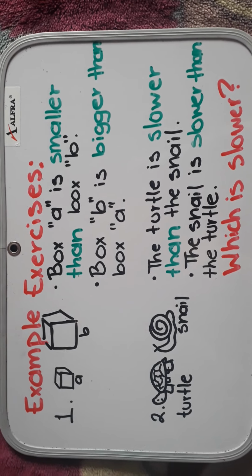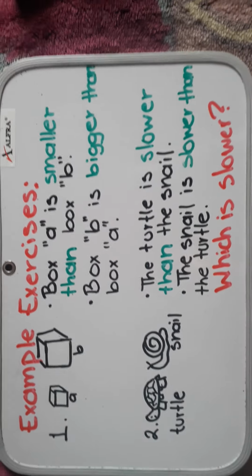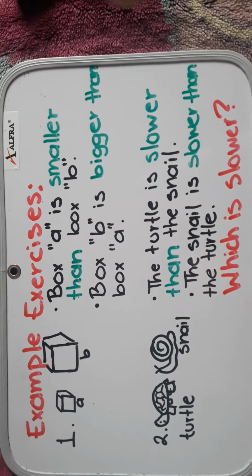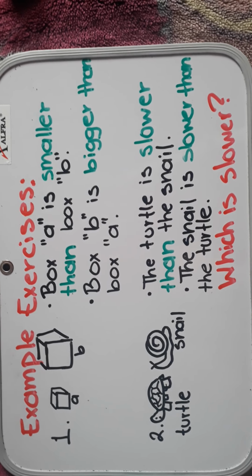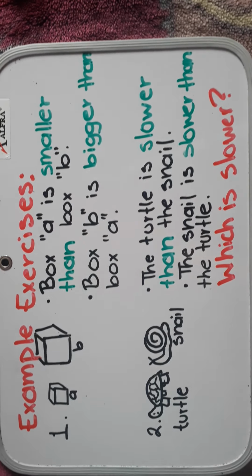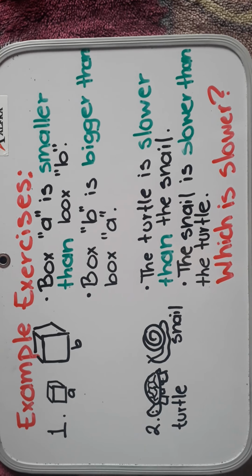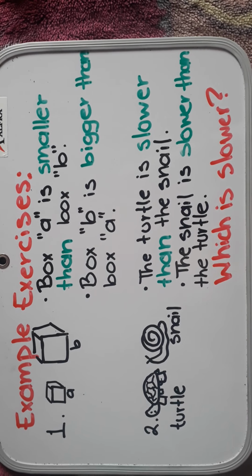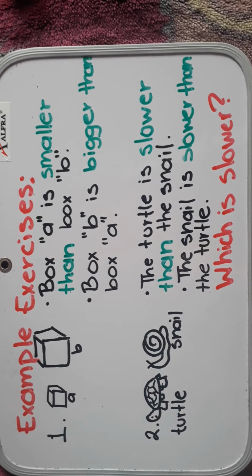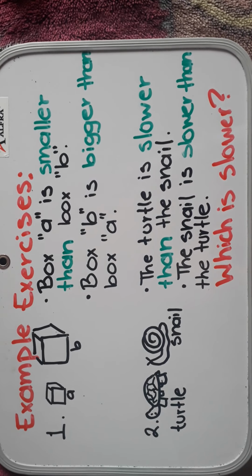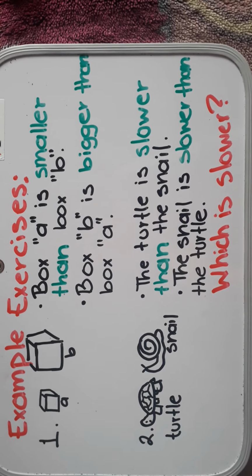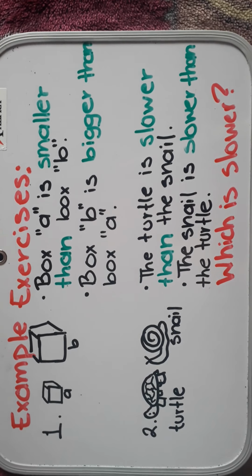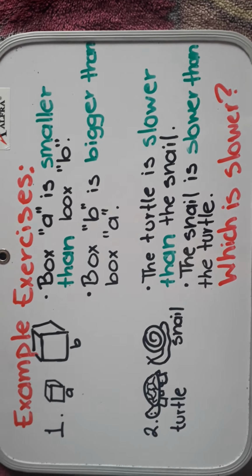Here are two other example exercises. In the first one, we have two pictures. We have box A and box B. So we can say that box A is smaller than box B. Is that correct? Now look at box B. Box B is bigger than box A. Is that correct? Now look at the second pictures.